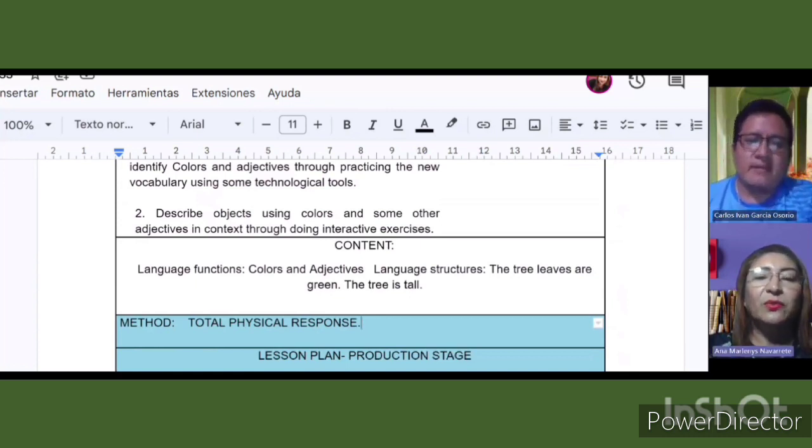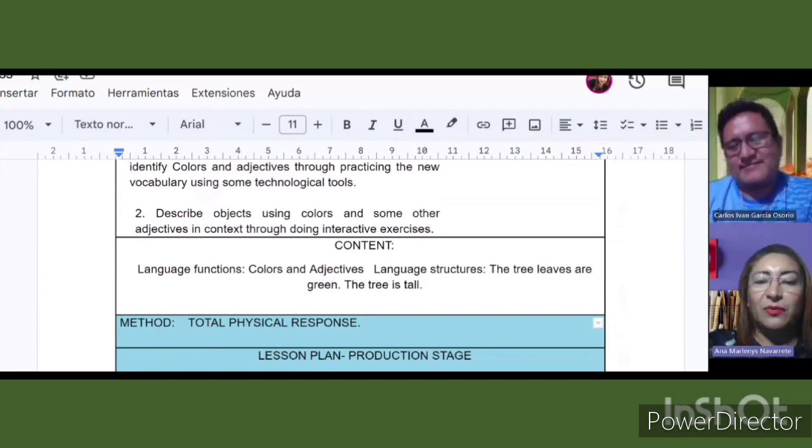The method that we are going to develop in this activity is total physical response. And the technique is reliable. Okay, thank you, Carlos.